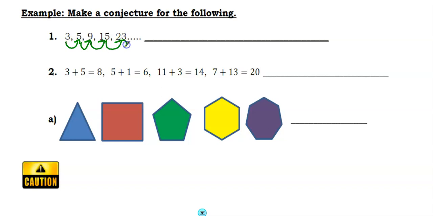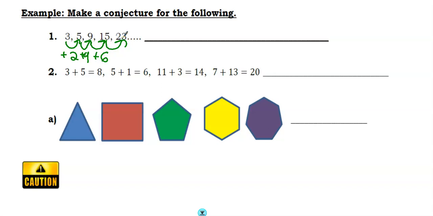So what am I doing from one number to another? 3 to 5 is plus 2. 5 to 9 is plus 4. 9 to 15 is plus 6. So what should be the pattern? We're going 2, 4, 6. What do you think is going to happen in the next one?